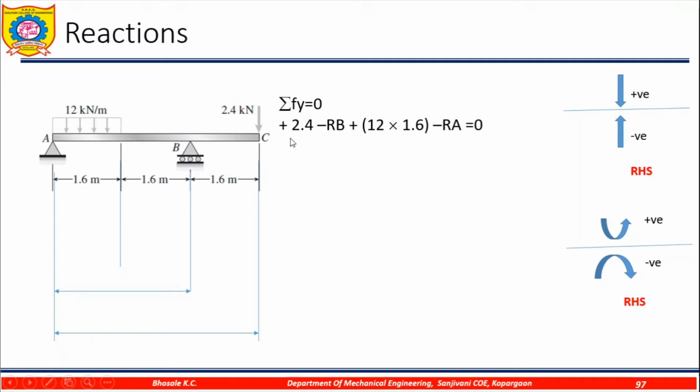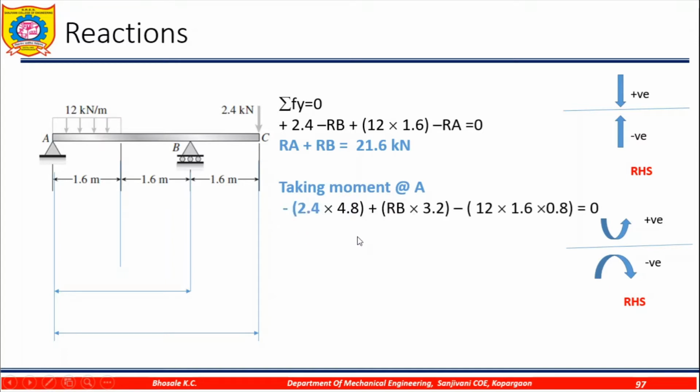Summation Fy is 0: plus 2.4 minus Rb plus the UDL converted to a point load, 12 into 1.6, minus Ra is equal to 0. So Ra plus Rb will be equal to 21.6 kilonewton. So make the summation of all the vertical upward and downward forces, then take the moment about point A. From that we can find Rb equal to 8.4 kilonewton and Ra equal to 13.2 kilonewton.